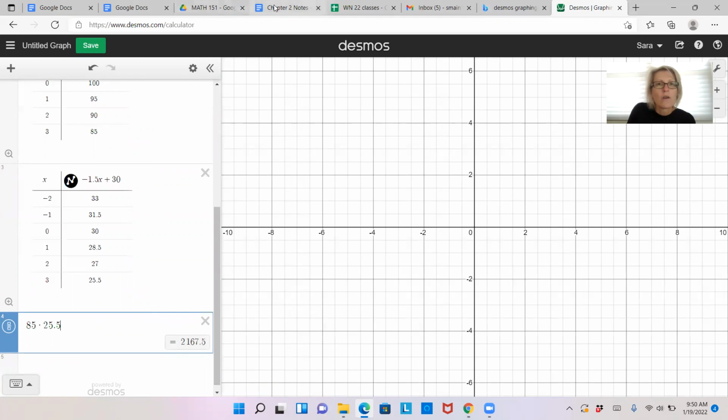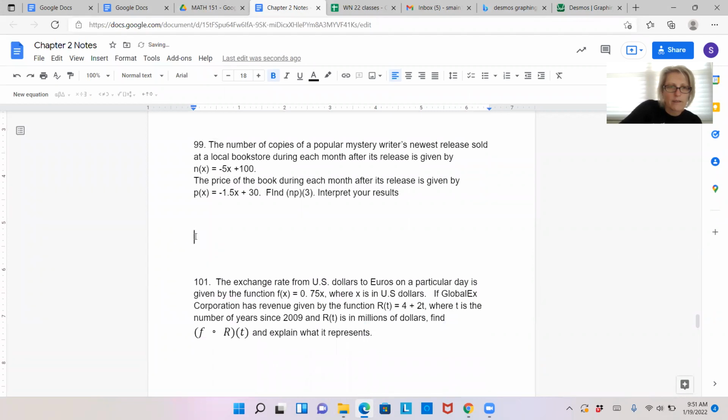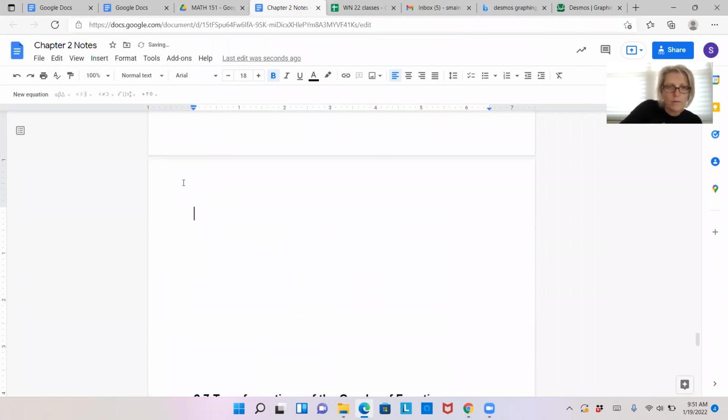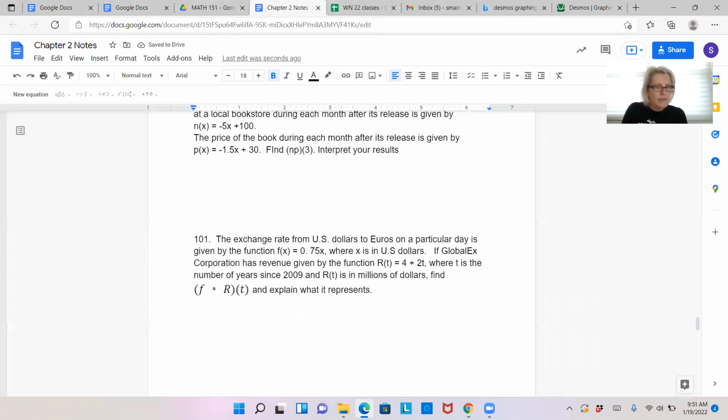Okay. So let's go to our last problem for this lesson. Number 101. Number 101, it says the exchange rate from US dollars to euros on a particular day is given by the function f of x here, where x is in US dollars. If Global X Corporation has revenue given by the function r of t, I have x and t's. Yes, that's true. Where t is the number of years since 2009, x is dollars.